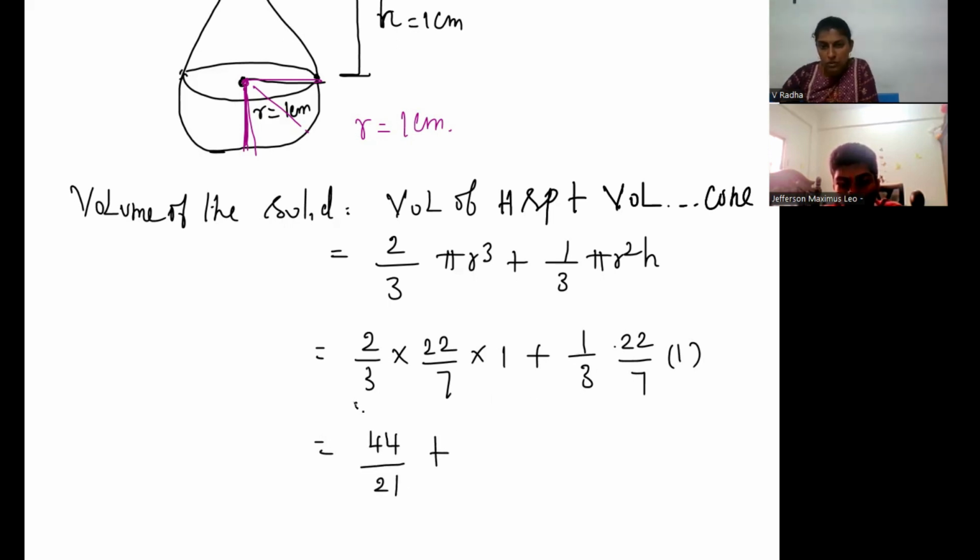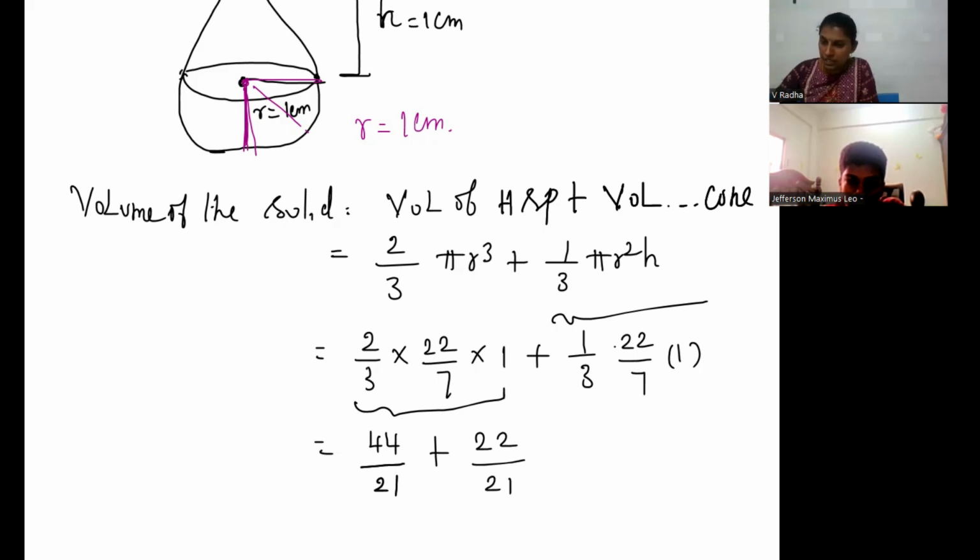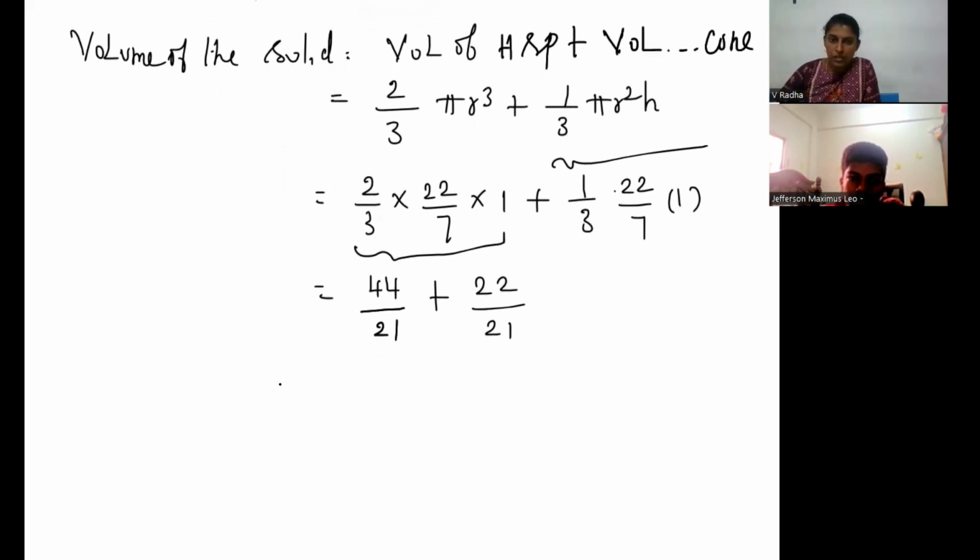That is the first term, and this is the second term, 22 by 21. Both have the same denominator, 21, so it is easy. Just add the numerators: 44 plus 22 is 66. Cancel by 3, 22 by 7. That's all. What is the correct unit for this term?